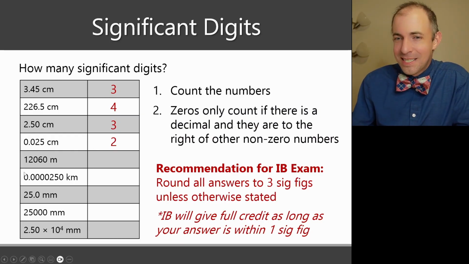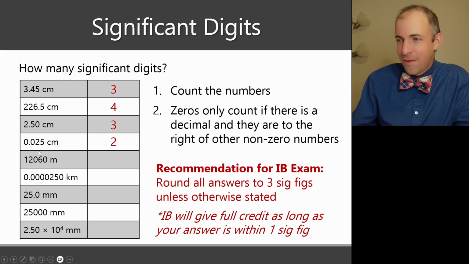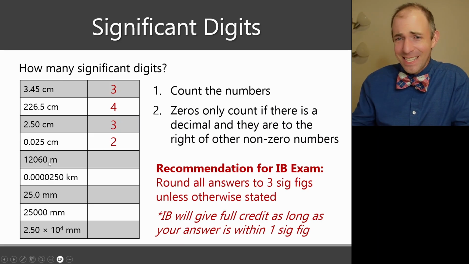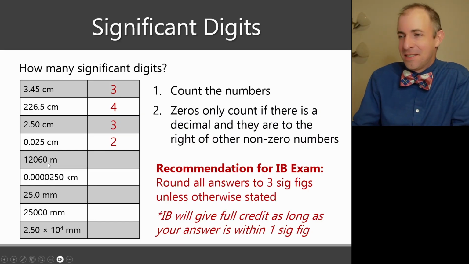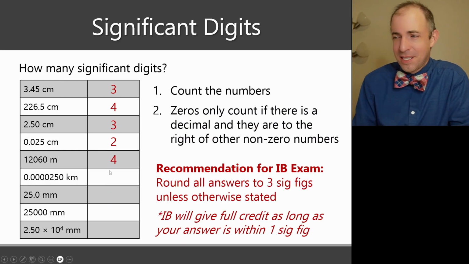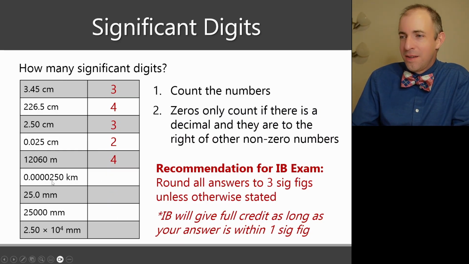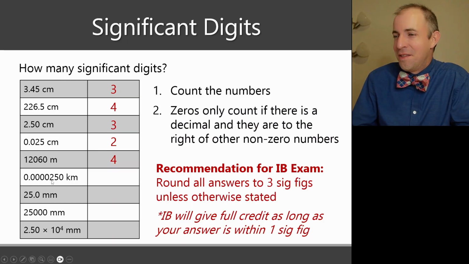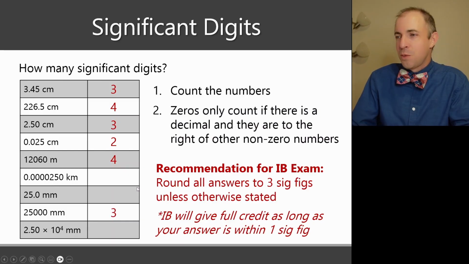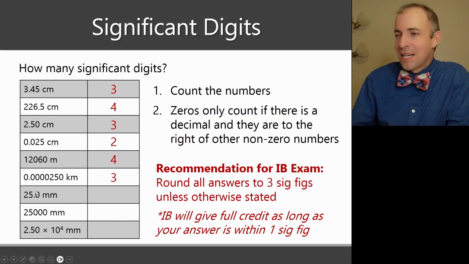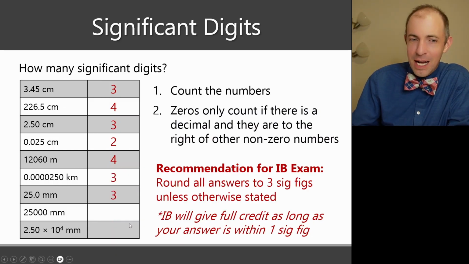Now, this next one is where it gets a little tricky. 12,060 meters. This first 0 is trapped between, but this last one is to the right. So because there is no decimal showing that that is significant, we are only going to count the first 4 and say that there are 4 sig figs. Now, this next one, most of these zeros are not significant. They are to the left of the numbers, but the one to the right counts. We'll call that 3. Here I've got 25.0. That 0 counts. It's 3.